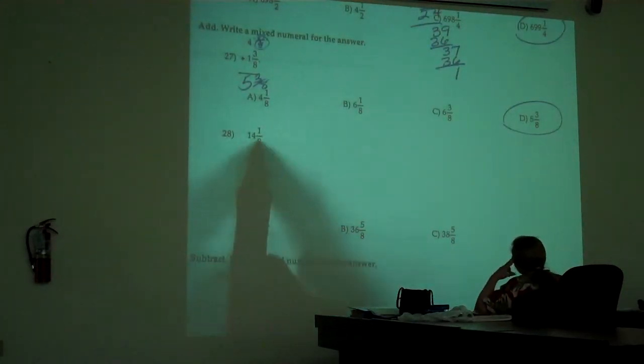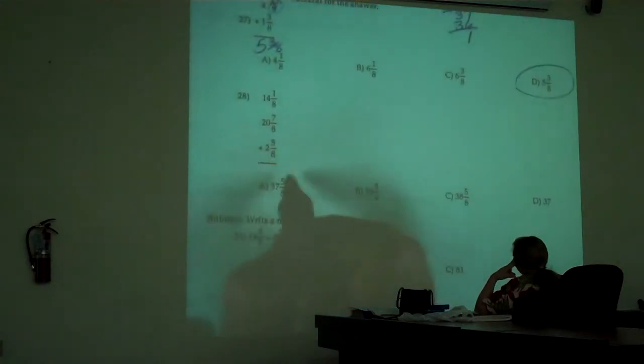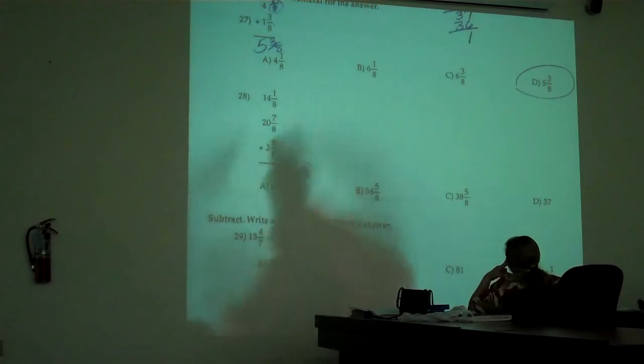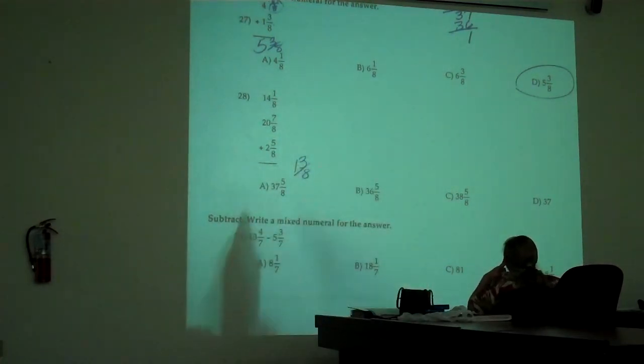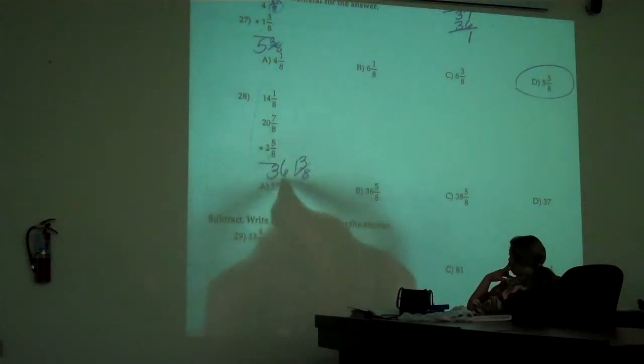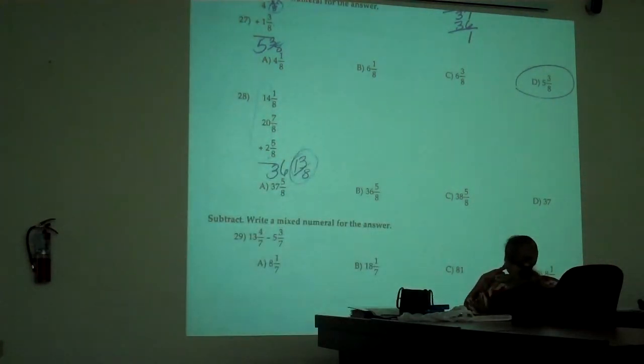These are common denominators, so you already have the 8 on the bottom. 7, 8, and 5 is 13. Add your whole numbers. 36. This is more than one.